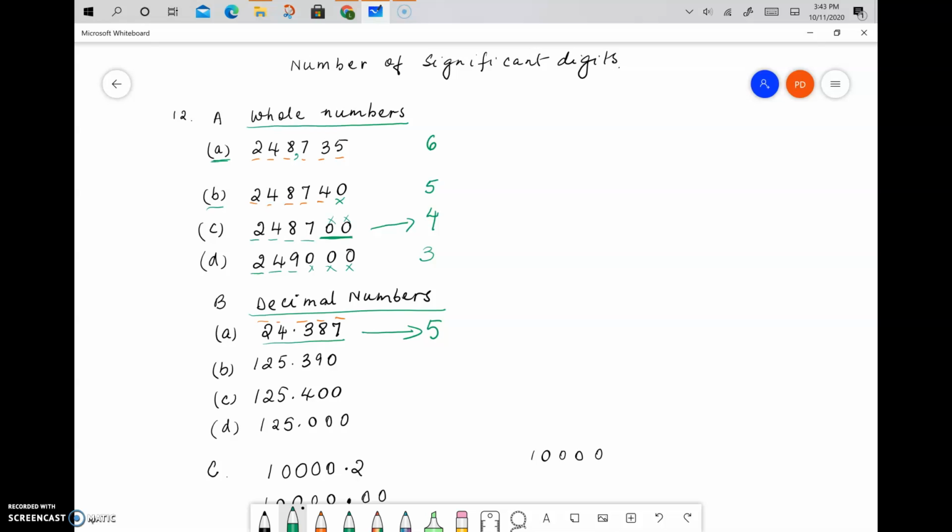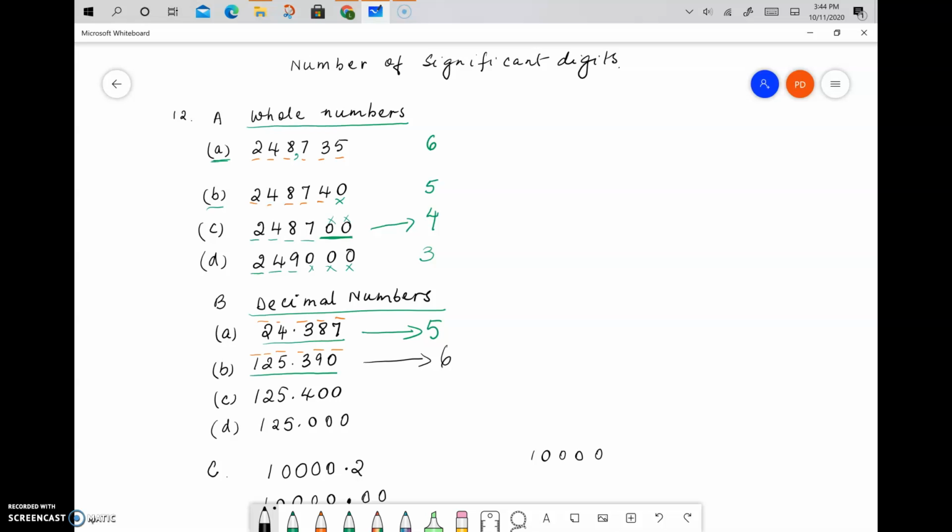Next, let's look at 125.390. Remember that this is not a whole number. So the 0 at the end here is a completely different situation. Since it's not a whole number, if there is a 0 at the end and it's in a decimal place value, then every digit counts. So we have 1, 2, 3, 4, 5, 6. Even the last 0 counts because it's in a decimal place value. The total number of significant digits is 6.